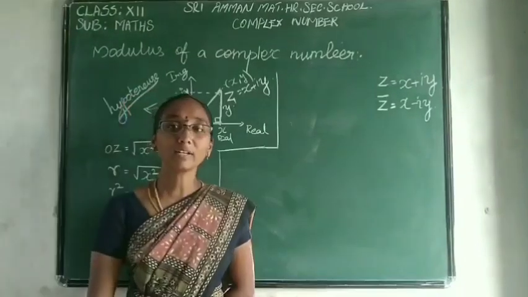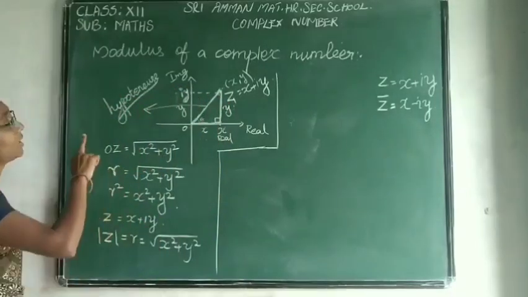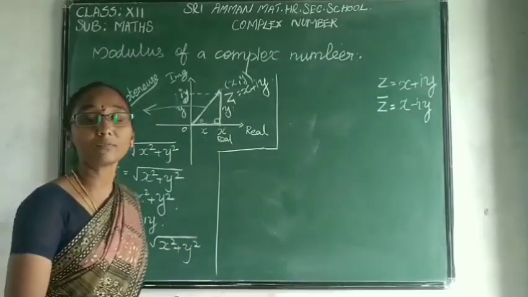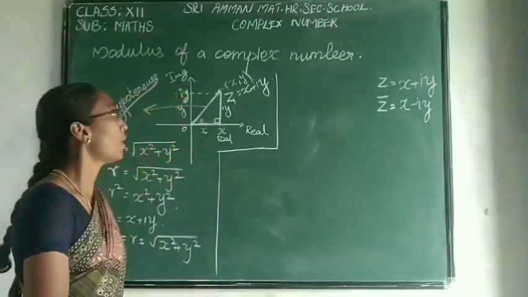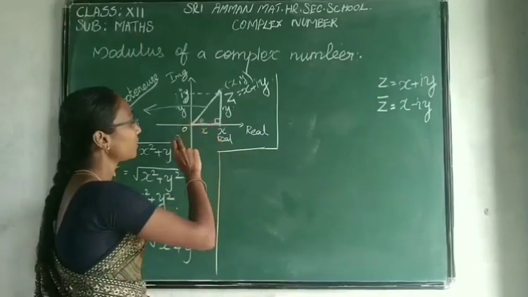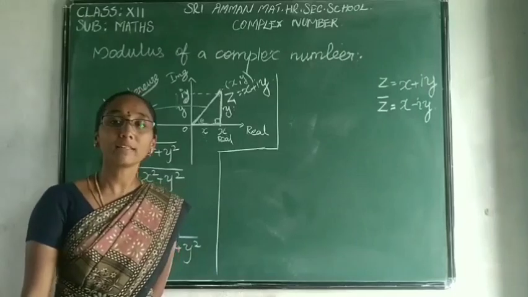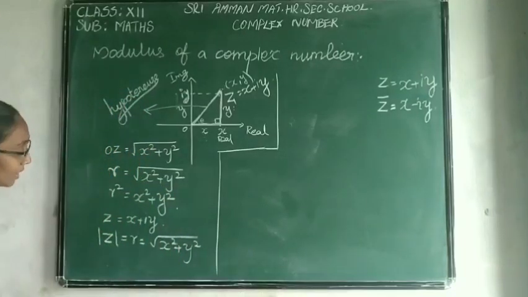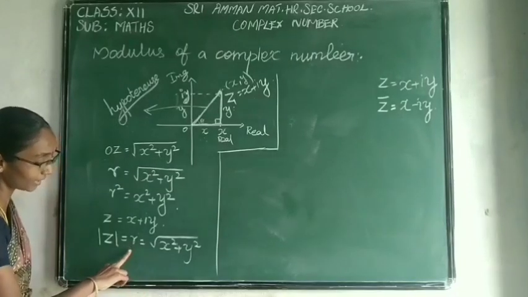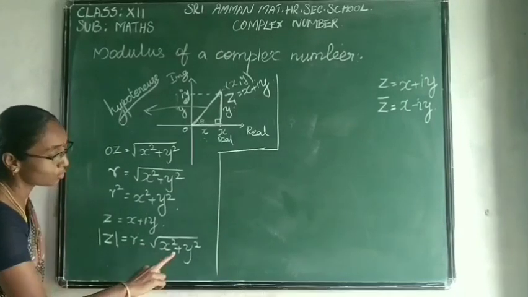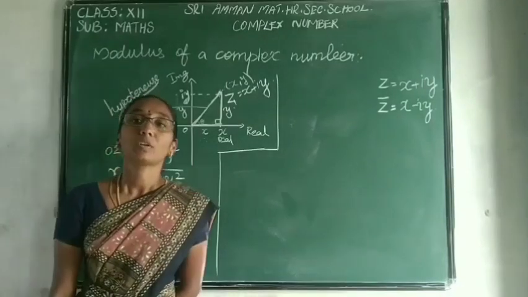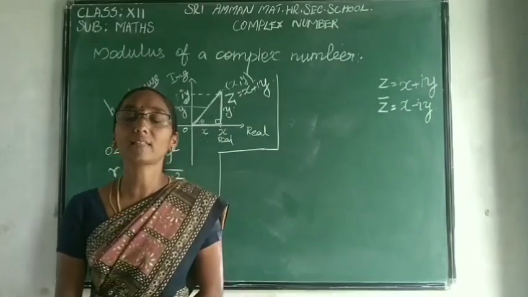Students, you now know the definition of the modulus of a complex number. What is the definition? The modulus of a complex number is the length of Z from the origin. This modulus is denoted by the letter R and represented by root of x squared plus y squared.